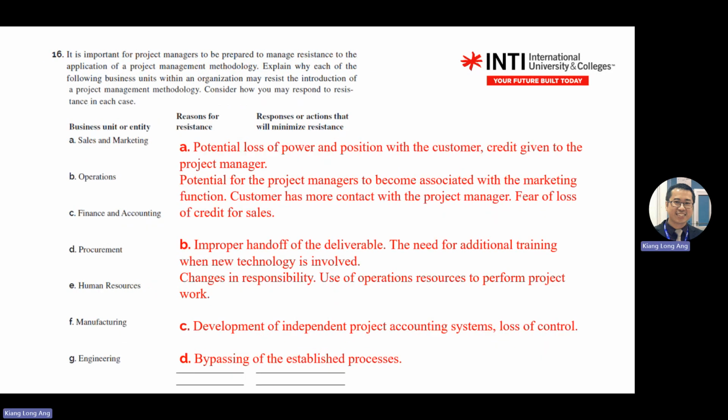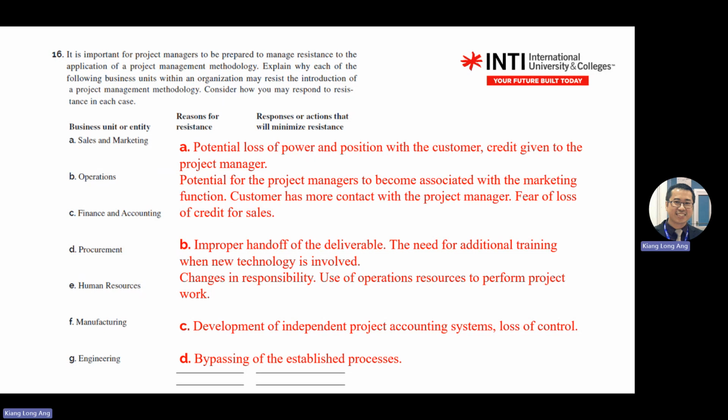Okay, there are other things. 16. 16 asks you to think outside the box. It's like, explain why the BU, which means business unit, business unit also means functional unit, within an organization may resist introduction of a project management methodology. Consider how you would respond. It also gives you problems, how you solve it.